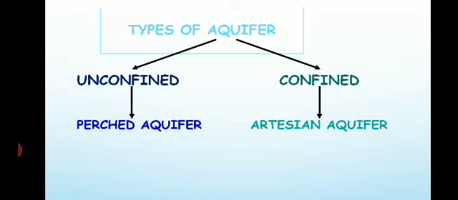Next, we'll see what the types of aquifers are. There are mainly two types of aquifers: one is the unconfined aquifer and the other is the confined aquifer. There is one more type under unconfined, called the perched aquifer, and one more type of confined aquifer, the artesian aquifer. Confined and unconfined are the two main types. The perched aquifer is a type of unconfined aquifer, and the artesian aquifer is a confined aquifer. We'll see them in detail one by one.